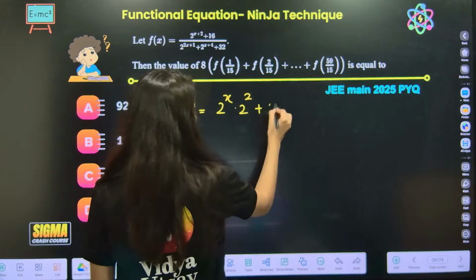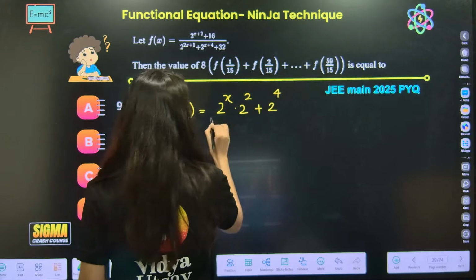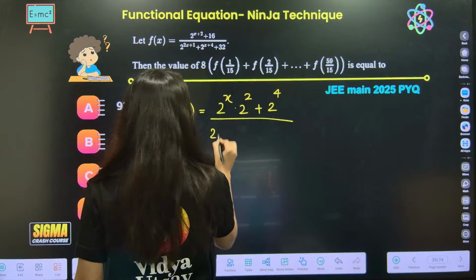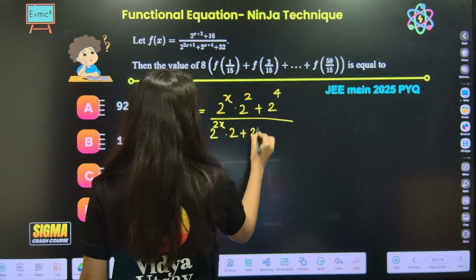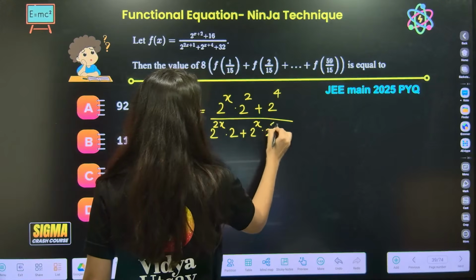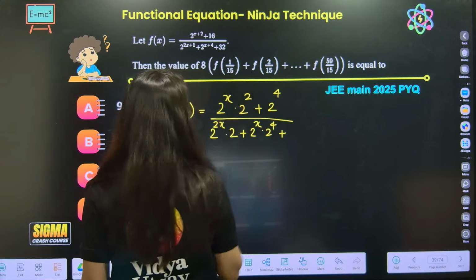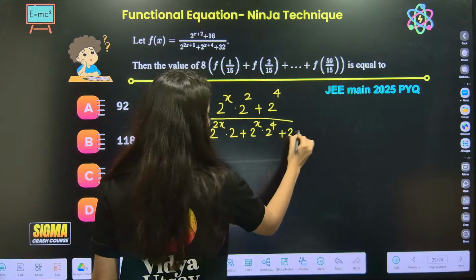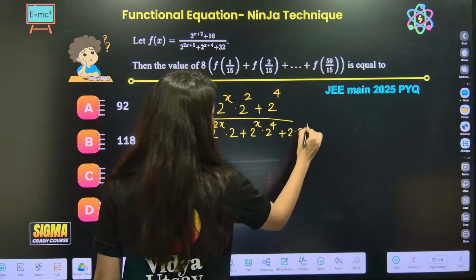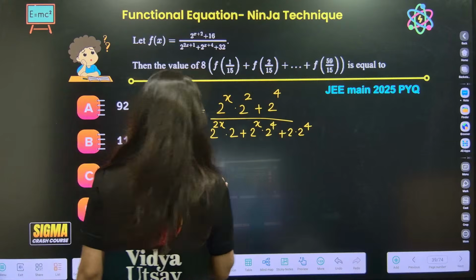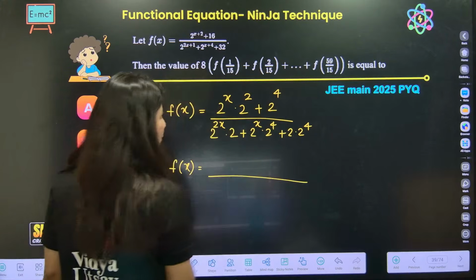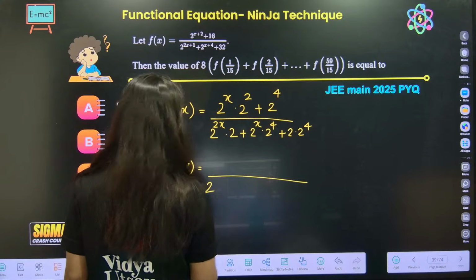16 means 2 power 4. Correct. This is your numerator. What about this? 2 power 2x and 2. What is this? 2 power x, 2 power 4. What is this? 32. So 32 is 2 dot 16, 2 power 4. Basically what I am trying to do is take at least one 2 out of this thing. So one 2 will come out.